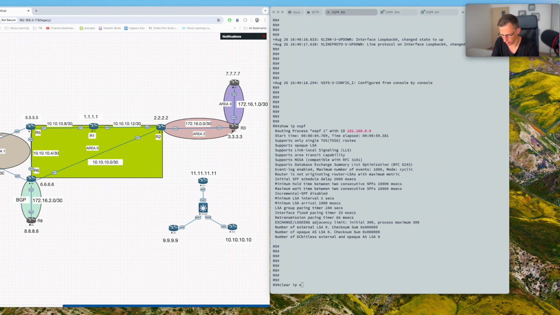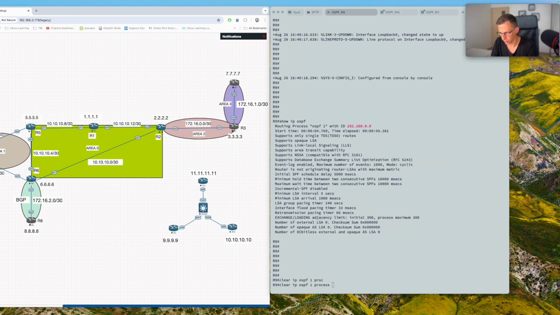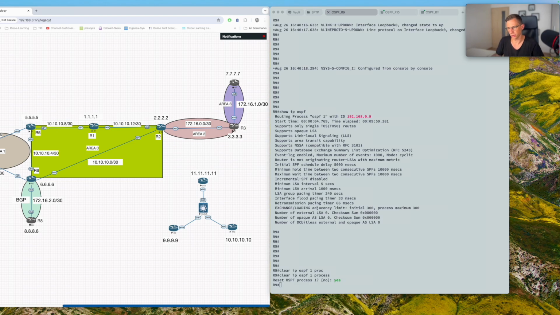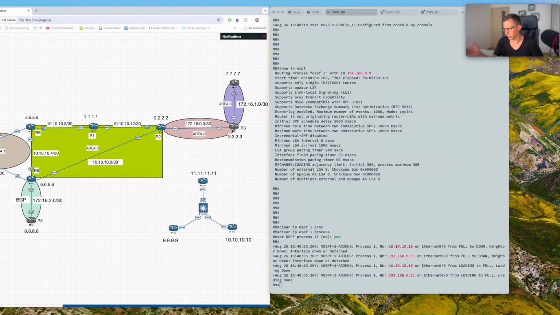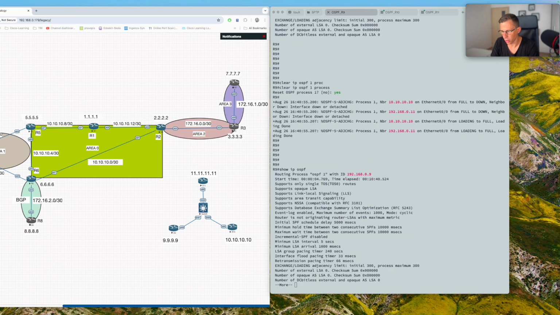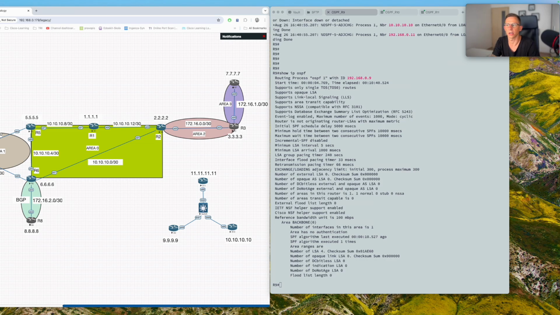Clear ip ospf 1 process. You want to reset it? Yes. It will take a second. It will tear down all the OSPF neighbors and it will reestablish them. And let's have a look at the router ID now. Show ip ospf, and the router ID is still 192.168.0.9. So why is that?